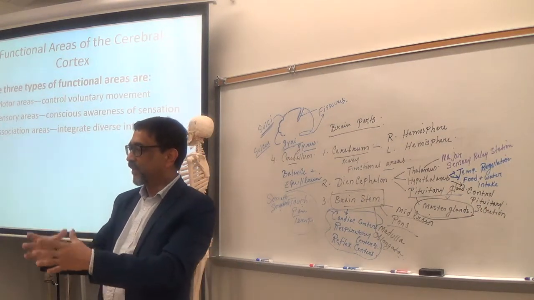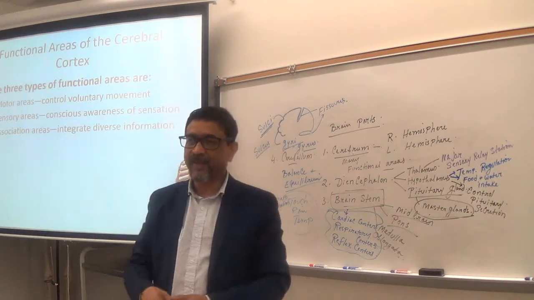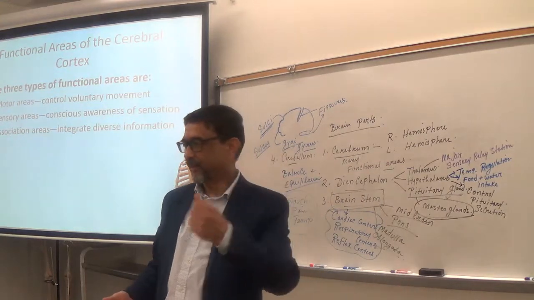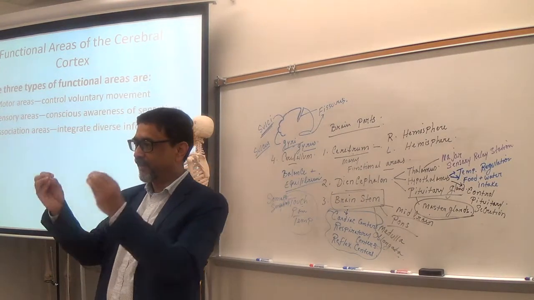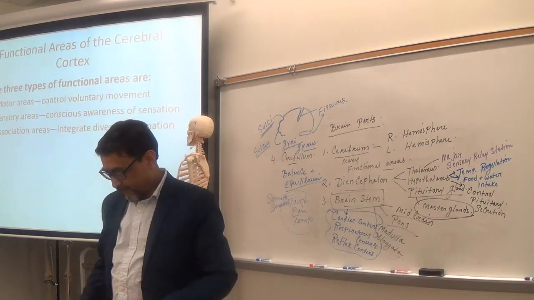So those are the areas where two or more modalities, like listening or seeing, are combined or put together. Those are the association areas. Okay?